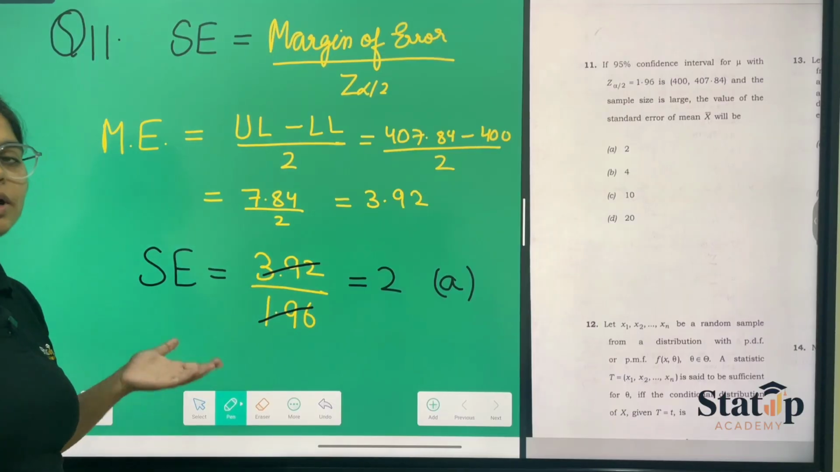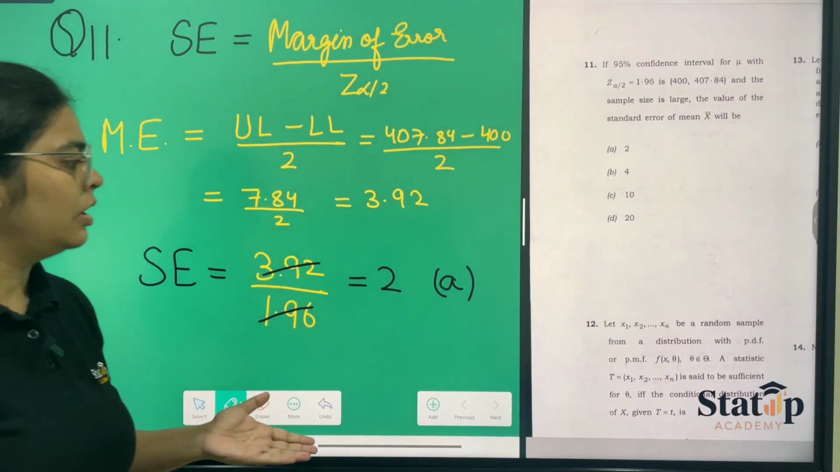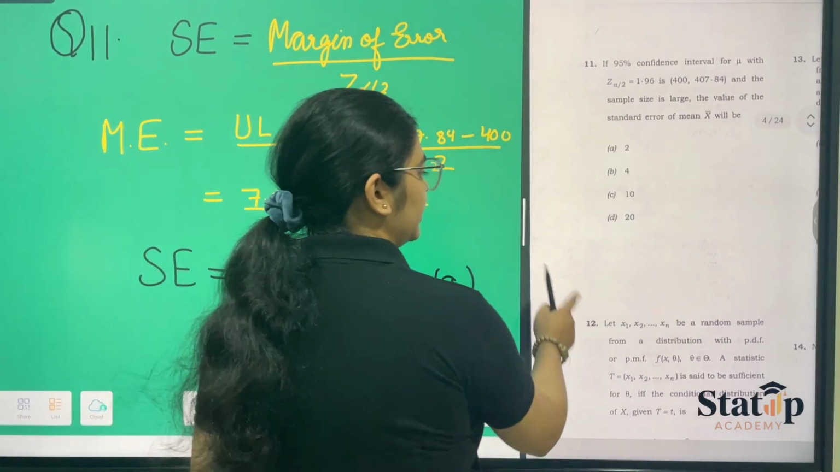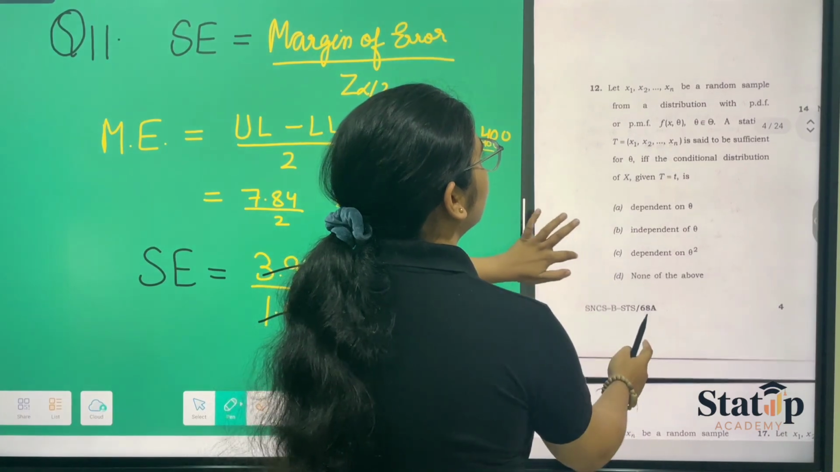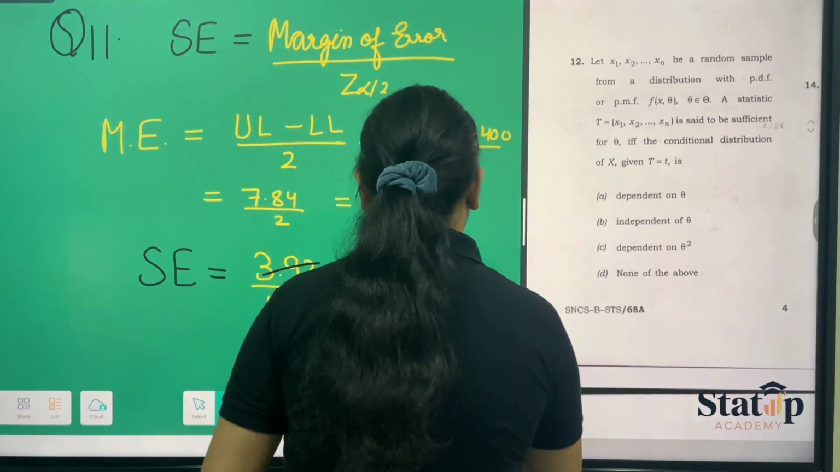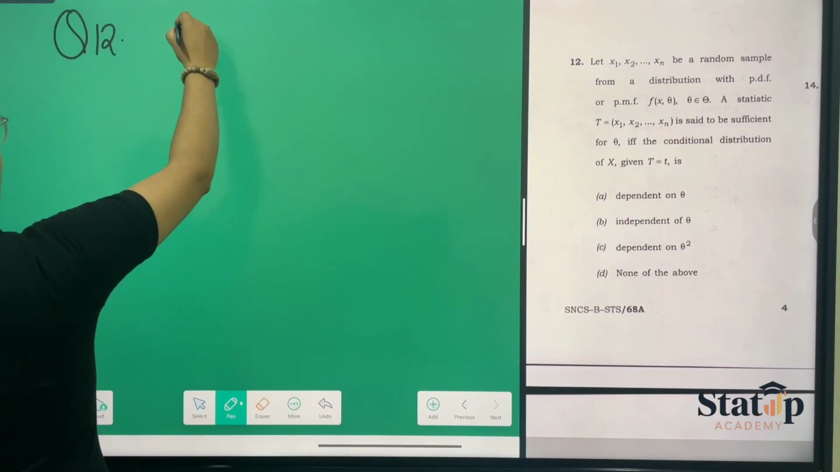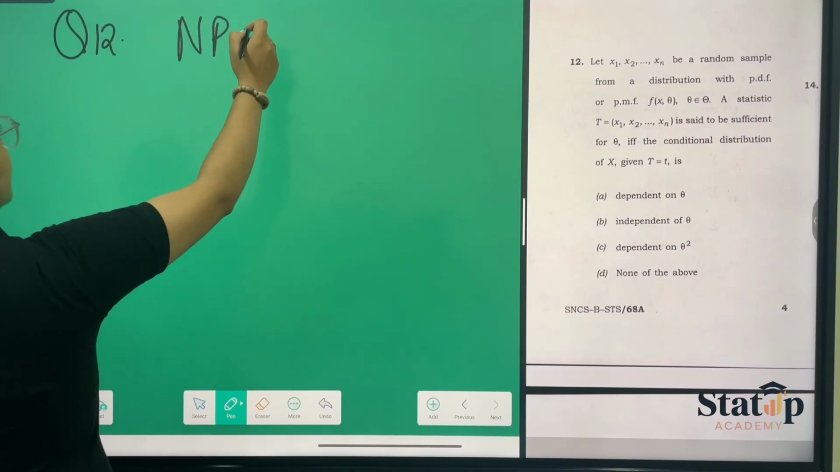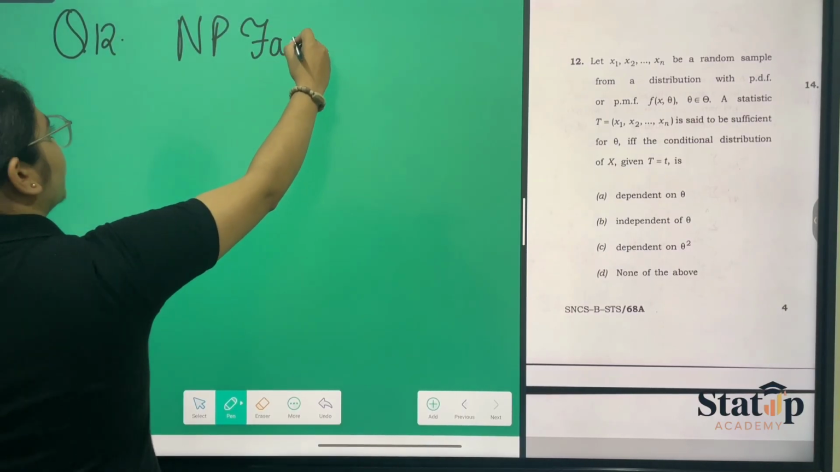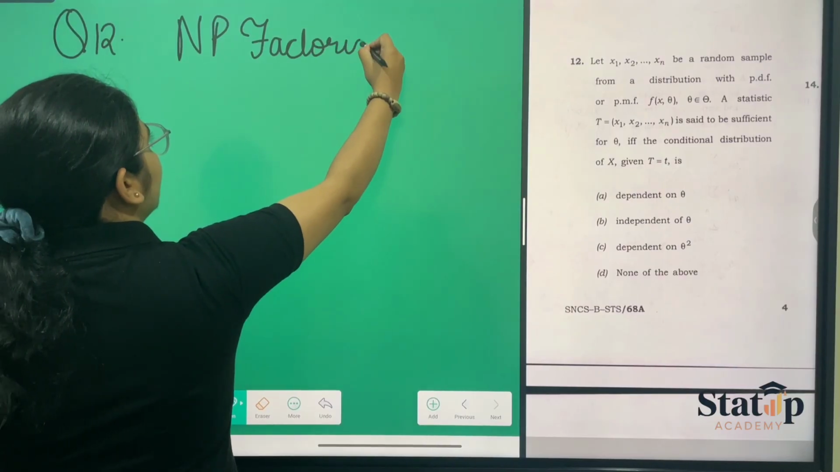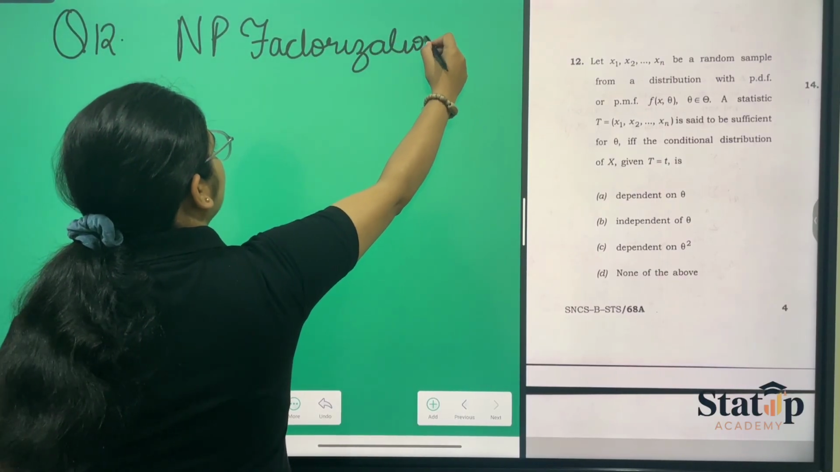If you knew the formula, this is an easy question. We will be considering it under easy ones. Now, the second question, the 12th. The 12th question is the statement of our Neyman-Pearson factorization theorem, the basis of our sufficient statistic.